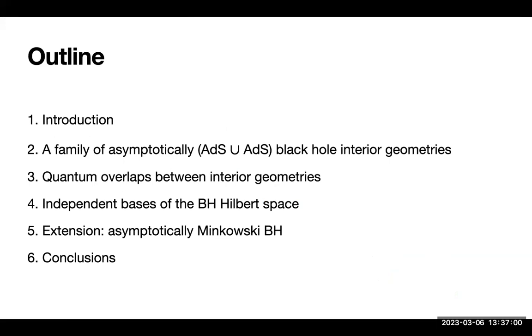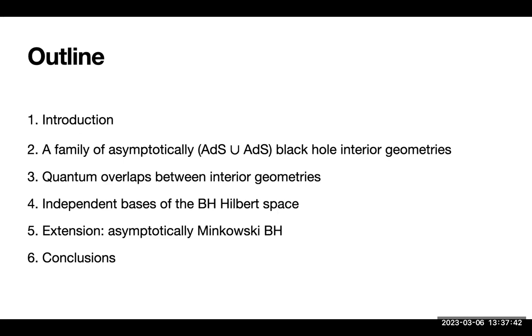Okay, thanks. By way of outline, I'll start with some introduction. Much of this will be boilerplate, but I don't always know who the audience is. At the end of the introduction, I'll give a little executive summary of what we think we've done. And then I will launch in. I'll start by talking about a family of asymptotically AdS two-sided black hole geometries, including the interior. And then I'll talk about computations, or at least an estimation of the size of quantum overlap between these interior geometries using Euclidean wormhole techniques.